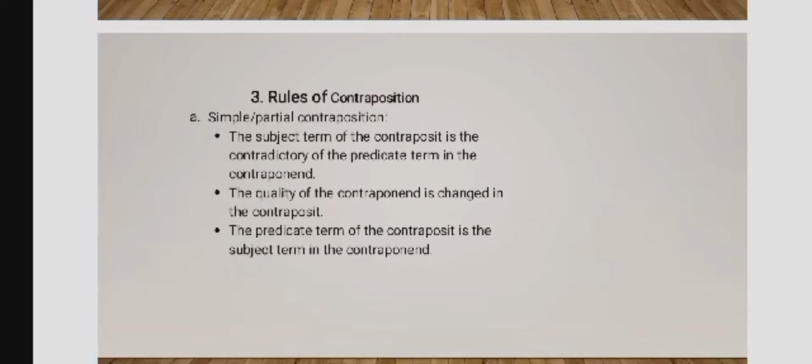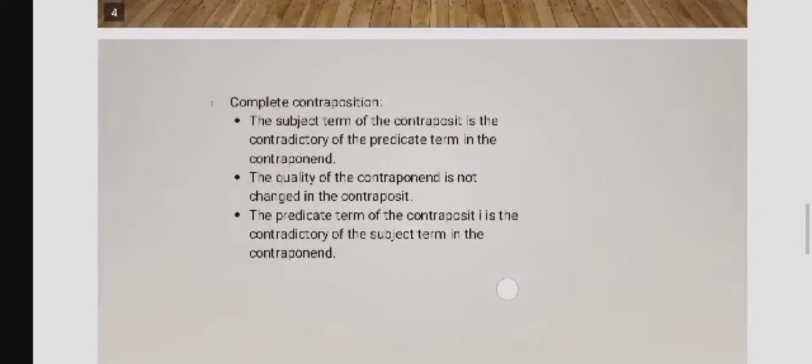A. Simple partial contraposition. The subject term of the contraposition is the contradictory of the predicate term in the contraponent. The quality of the contraponent is changed in the contraposition. The predicate term of the contraposition is the subject term in the contraponent. So, kung ano yung subject term na ginamit sa contraposition ay yung magiging kasalungat ng predicate term. And yung quality ng contraponent ay pinapalitan sa contraposition. Kung ano yung predicate term ay yung magiging subject term ng contraposition.